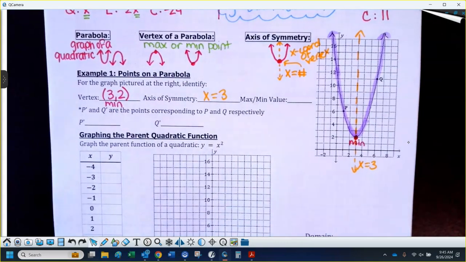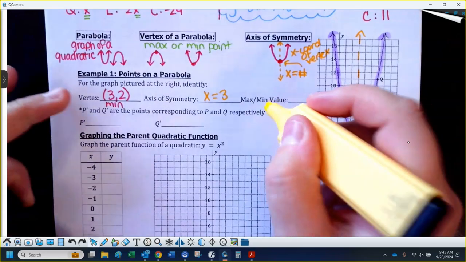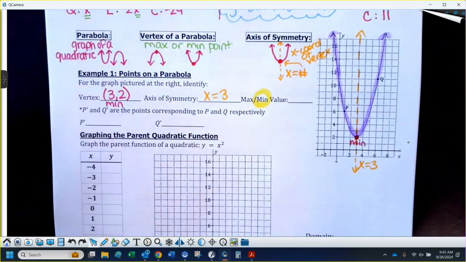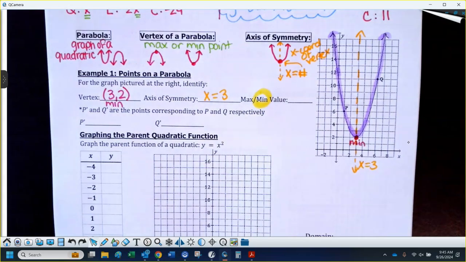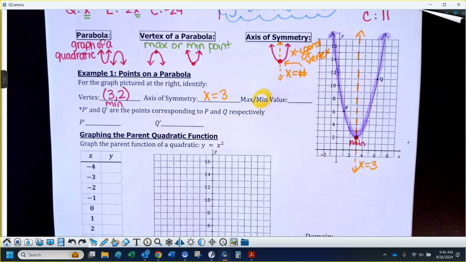And then, we didn't really talk about this yet. This we said was a minimum, right? We said the vertex is a minimum. So I'm going to circle that real quick. But it says the minimum value. Does anybody know what the minimum value on that graph is, or what that would be referring to? It's not a point. It's not like (3, 2) is the vertex. It's not that point. Does anybody know what the minimum value would be?